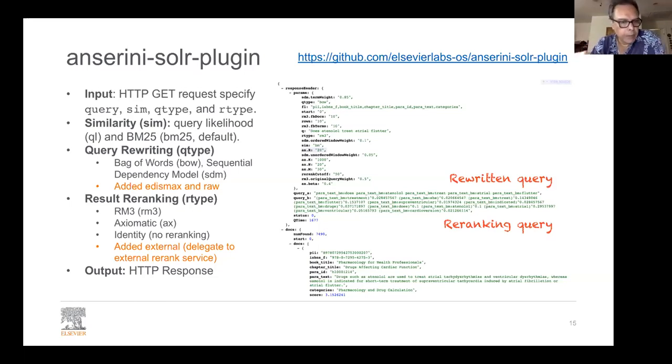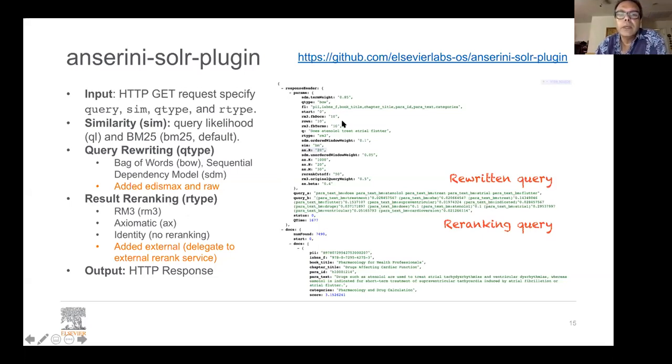For the later part of the experiments where we were doing passage re-ranking, we also added an external hook into this pipeline, so it could actually go and look up an API. It could delegate to an external re-rank service, which is what we use for the re-ranking piece. And the output is an HTTP response, like you see here. The top piece, the params, shows you what kind of parameters you would use. So essentially, it's one pipeline with different alternatives at each step, so you can choose. And then this bit is what the rewritten query looks like.